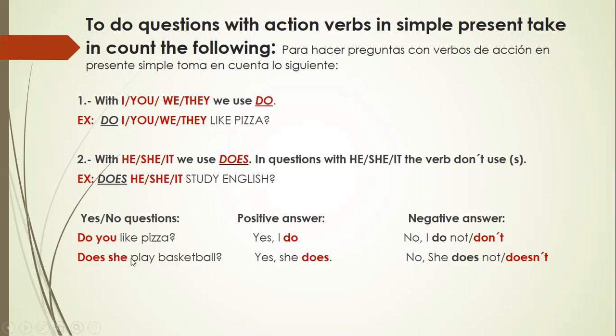Another example, does she play basketball? ¿Ella juega basketball? Si ella jugara, diríamos, yes, she does. Y si no lo hiciera, no, she does not. Or the contraction way, no, she doesn't. O la manera en contracto de la respuesta negativa, doesn't, okay?